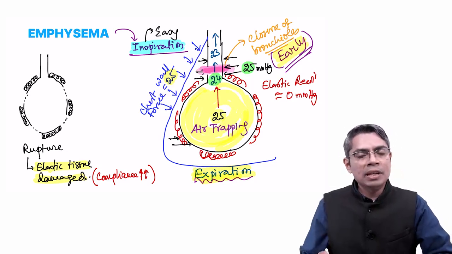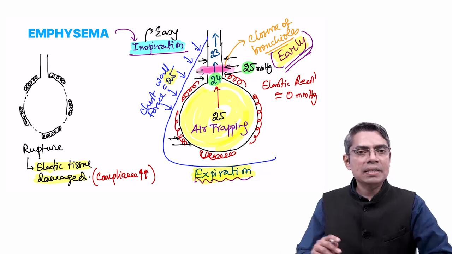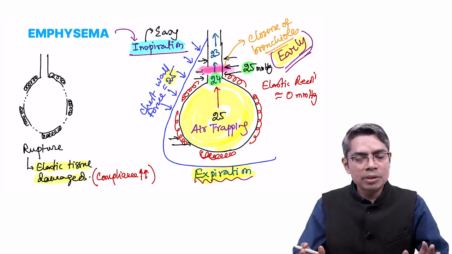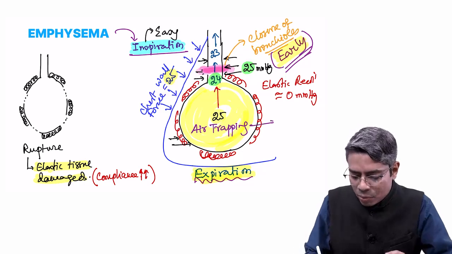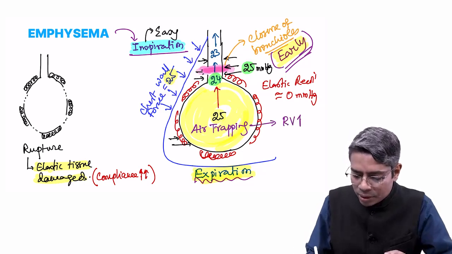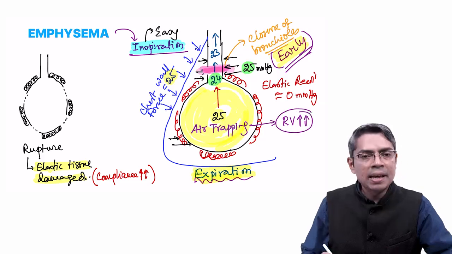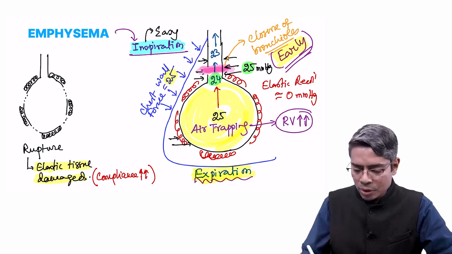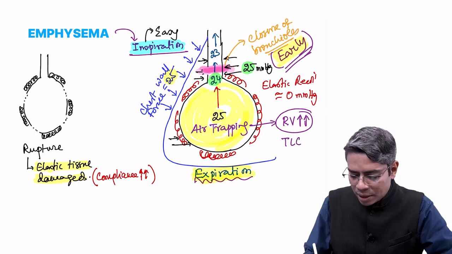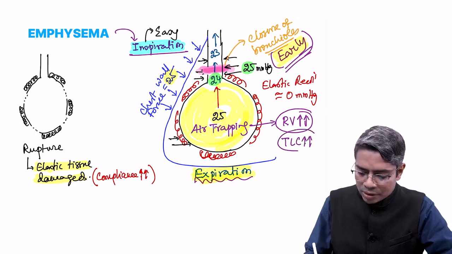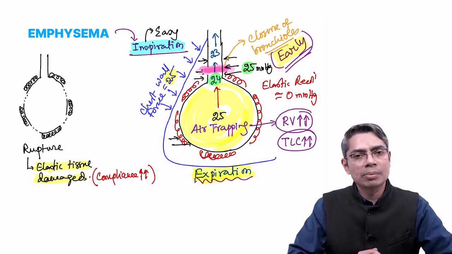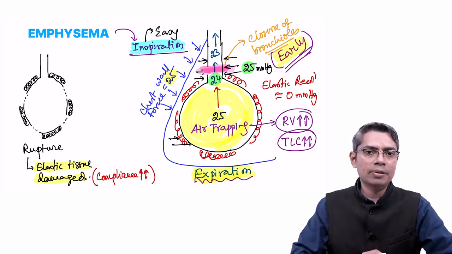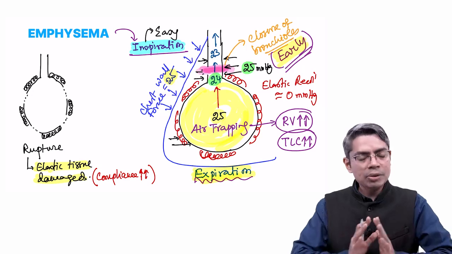And whenever more and more air is trapped inside the lung, because of the closure of the bronchioles, what will happen to the residual volume? The residual volume is going to increase. And if the residual volume is increasing gradually more and more and more, what will happen to the total lung capacity? The total lung capacity will also increase because of gradual increase in residual volume. So, getting my point. So, now you can correlate.